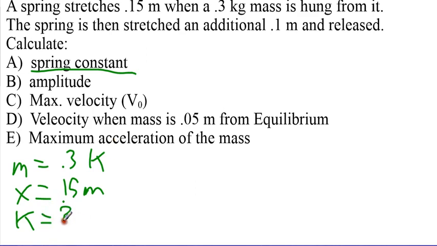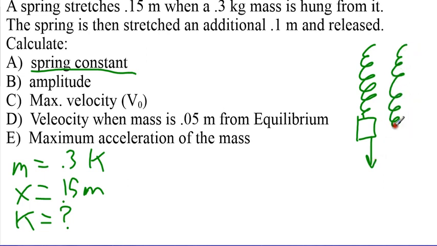And at first, it looks like we don't have enough information. Now, if I were to draw this out, we have a spring, and we have a mass on the bottom of it. When we attach it to the spring, it's going to apply a force to the spring, and it's going to drop the spring by a certain amount, and it's going to come to an equilibrium position. This is the distance that's given to us, the 0.15 meters.